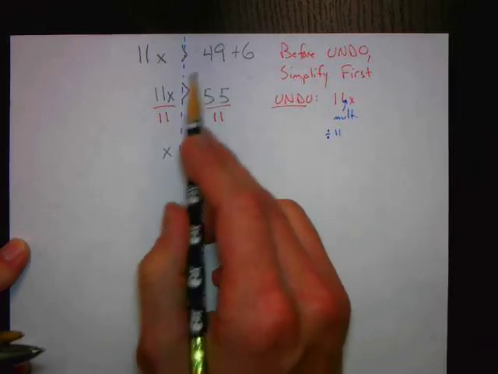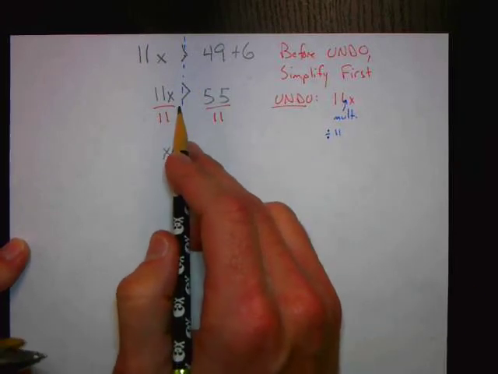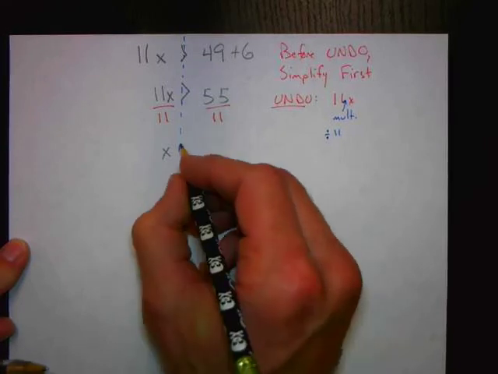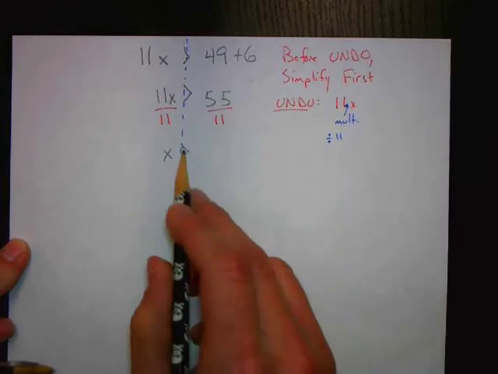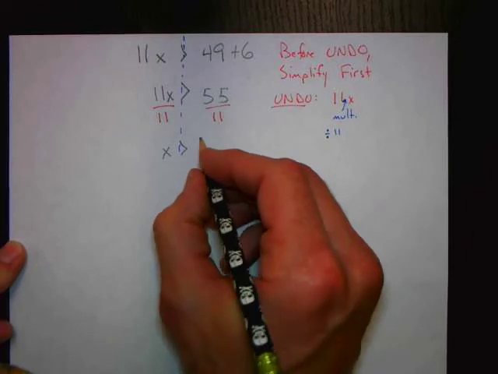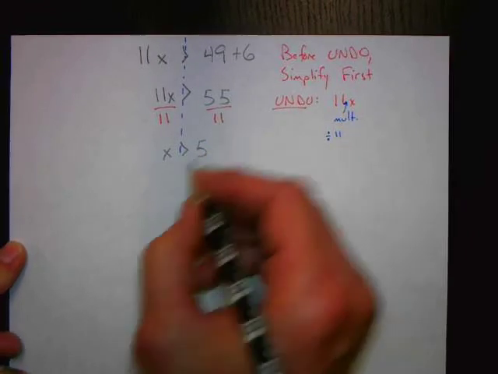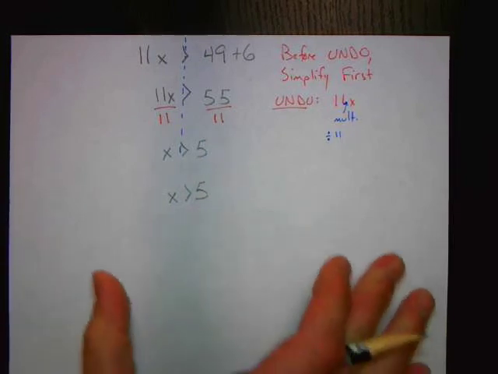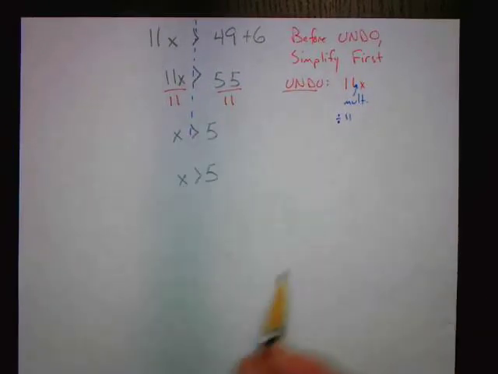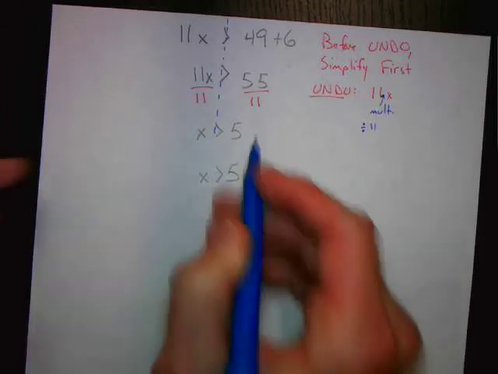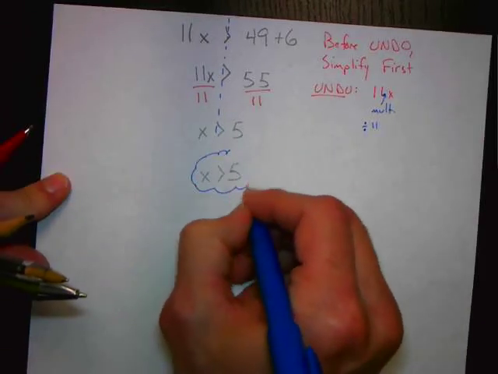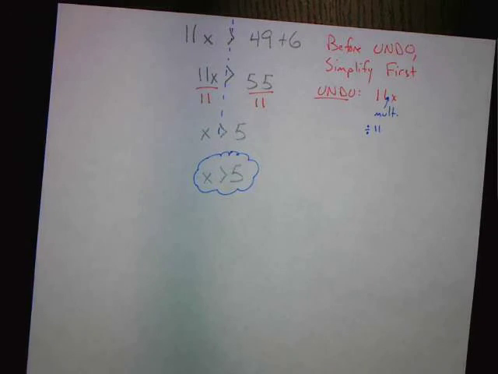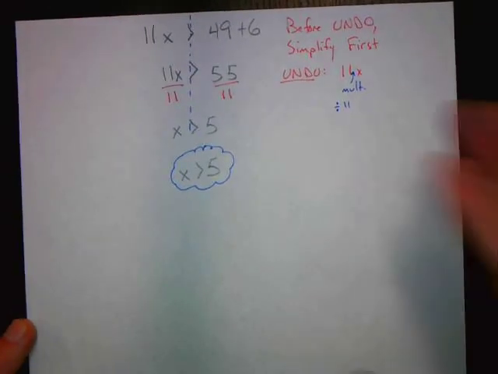Do we change this inequality symbol? No. Only if we were dividing by a negative will that symbol change. It's still greater than. We're dividing by a positive. And then 55 divided by 11 is 5. So x is everything greater than 5. And that's what would make this a true statement. So x is greater than 5. And that is the concept of solving. So we want to undo things for solving equations. And hopefully that will help us get ready for more Algebra 2.